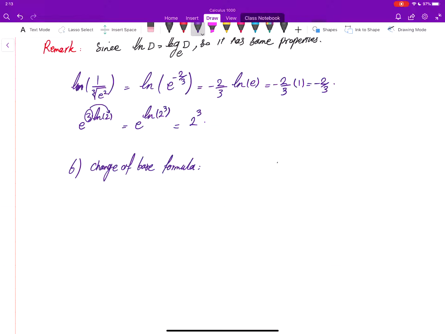It says that if you have ln of x, and if you know ln of b, you divide these two things, you basically have found log of x base b. What this formula says is that all the logarithmic functions can be written in terms of ln. So if you know the ln function, you basically know all the log functions. It's enough just to divide ln of x by ln of b to get log x base b.